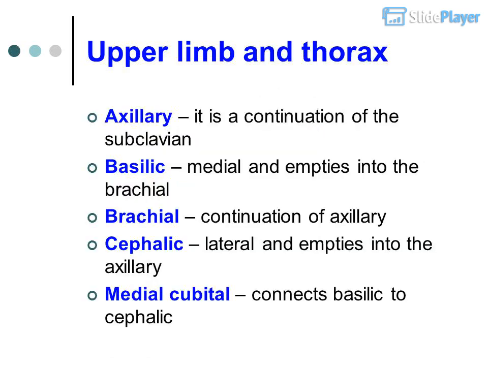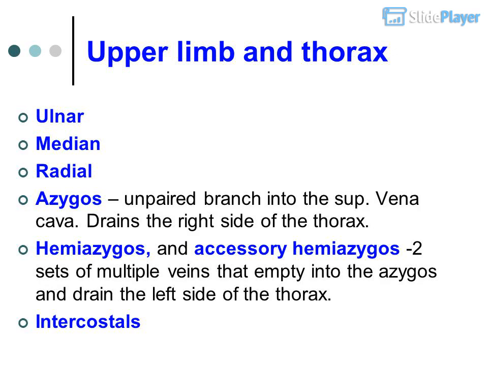Upper limb and thorax. Axillary, a continuation of the subclavian. Basilic, medial, and empties into the brachial. Brachial, continuation of axillary. Cephalic, lateral, and empties into the axillary. Medial cubital connects basilic to cephalic. Ulnar, median, radial.